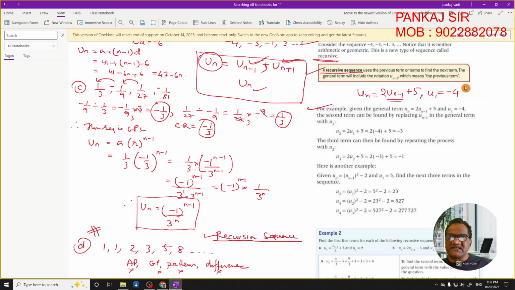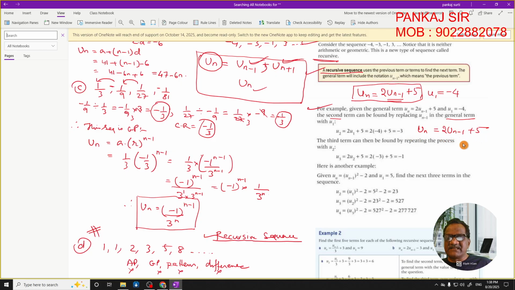Now, using this information, can you find the second term? The general term is of course given. But can you find the second, third, fourth and fifth successive terms? You can find them all out. So how do you go ahead? You have to understand that the general term of this recursive sequence is un is equal to 2 times un minus 1 plus 5.